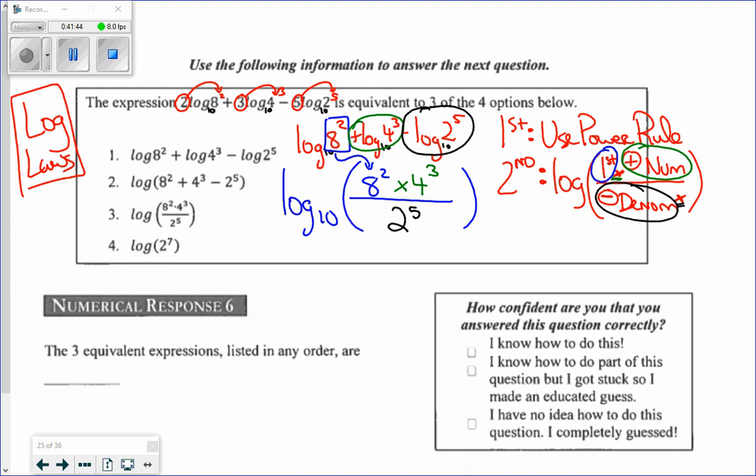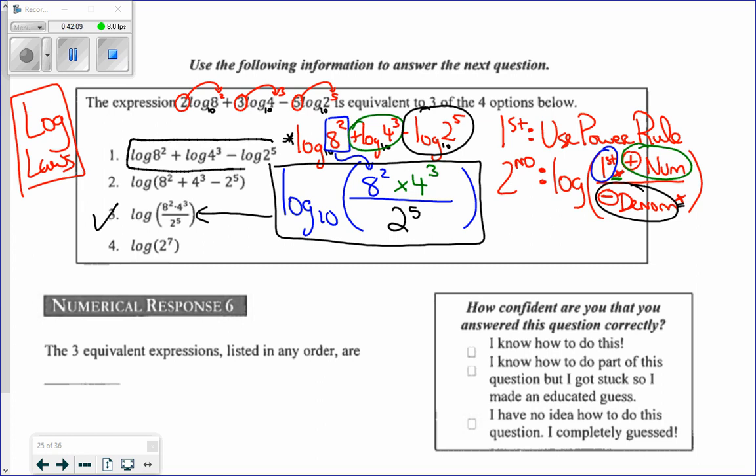Okay, so which one does this match to? Well, it matches that one, bang on, right? The 3 equivalent expressions. If we look at this step right here, that is this one. That one's when they just use the power rule. So that's another equivalent expression. So when they just used the power rule, we got this. When I did the power rule and what I called the product rule and the quotient rule, I got this.